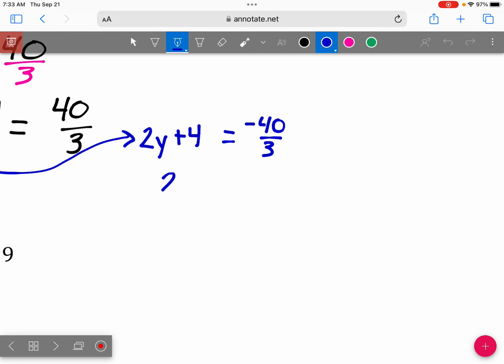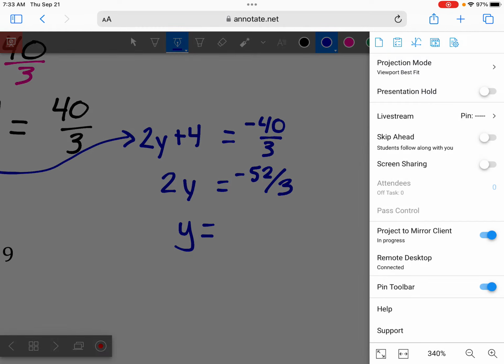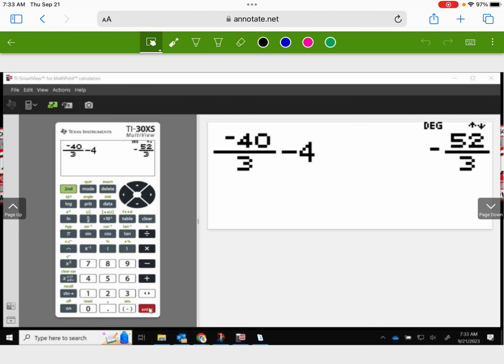So we have 2y equals negative 52 over 3. Same process, get the y by itself, so we divide by the 2, and I'm going back to my calculator. Divide by 2. And we get negative 26 thirds.